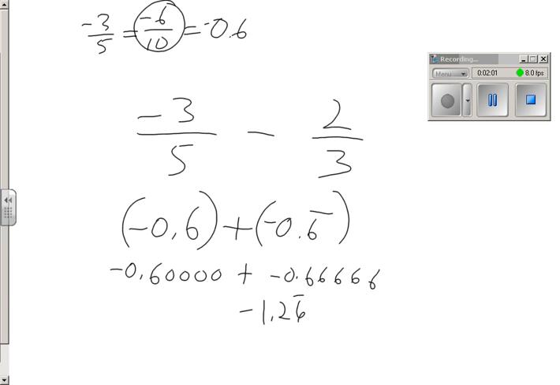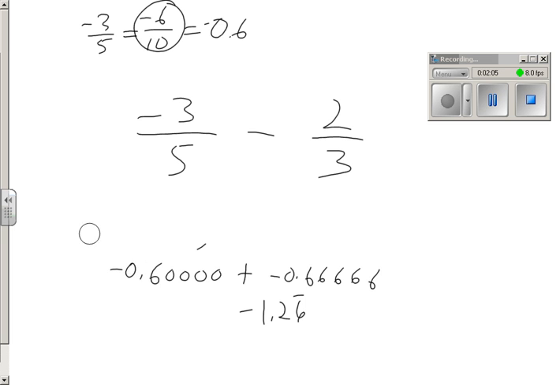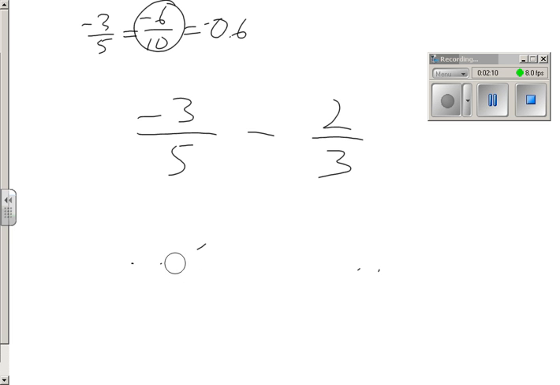Now let's go back and look at it in fraction form. Fractions actually turn out to be much easier when we're not dealing with repeating decimals, and we find out that it's much easier to work with. So let's look at how we would do this.